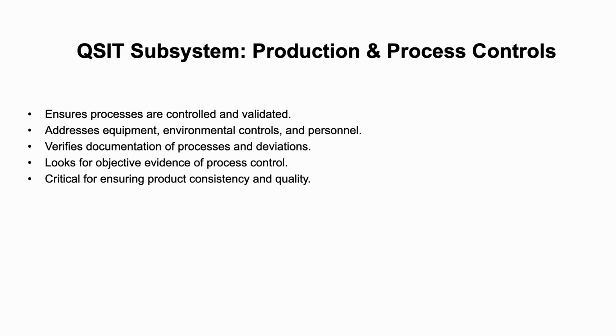The production and process controls subsystem focuses on the actual manufacturing process. Once a design has been approved, this subsystem ensures that it can be consistently and reliably produced in a manufacturing environment. Investigators will assess a wide range of factors, including the control of equipment, environmental conditions, and personnel training. A key element is the validation of production processes.